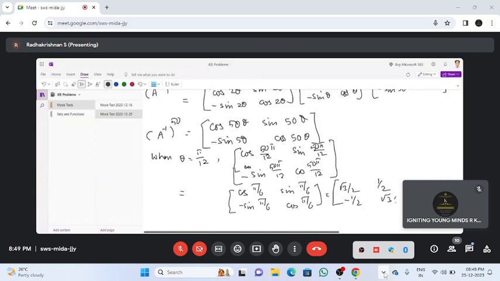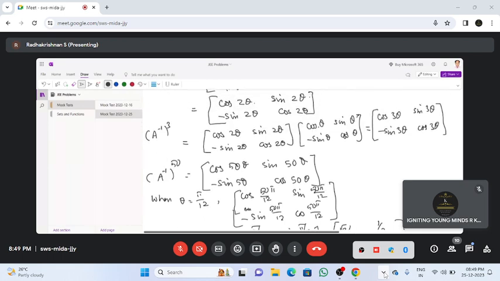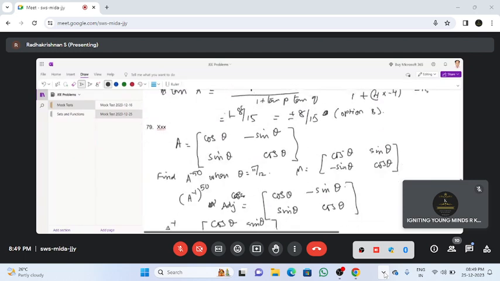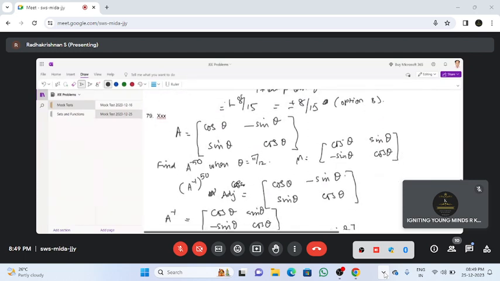Root 3 by 2. So if you put the values, this is what you get: root 3 by 2, 1 by 2, minus 1 by 2, root 3 by 2. So that is the option we have to choose. Okay, so I think I did not write down the options. Yeah, so there are 4 options given. The options are like this. Option C, sir. That comes to option C. Yeah, good. In the question paper it is there. Okay, option C.